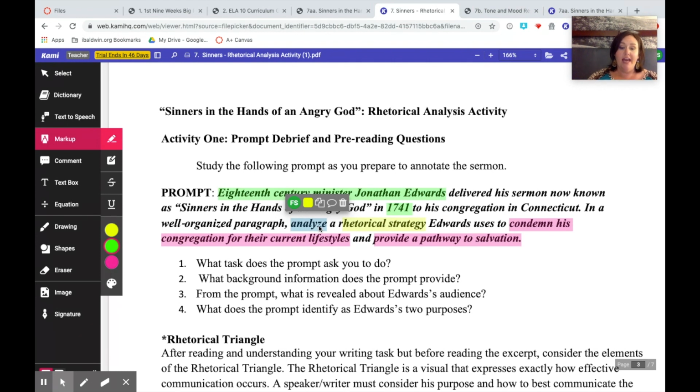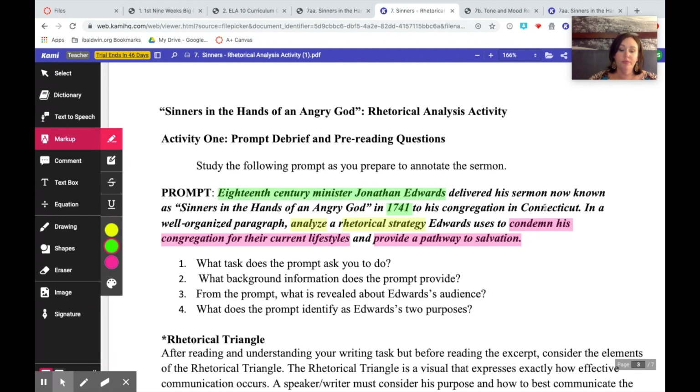So we would want to encourage them to find that verb, and that's going to lead them to their task. The background information in the prompt, we would hope they would hone in on the time period. An 18th century minister is the speaker here. It was delivered in 1741 to a congregation in Connecticut.